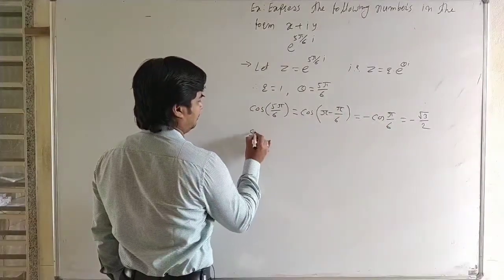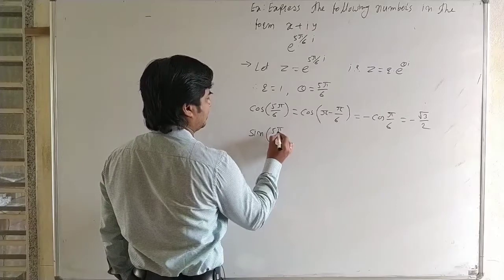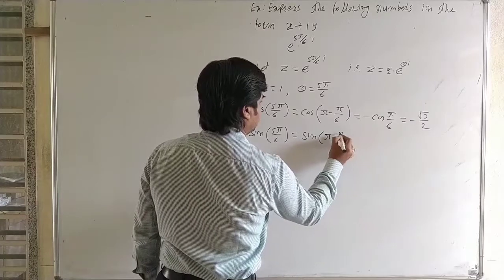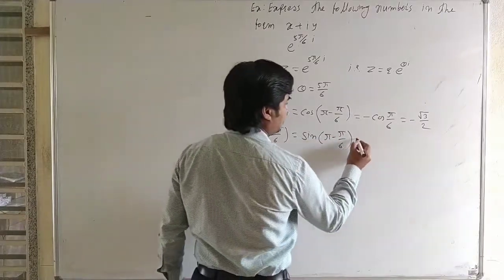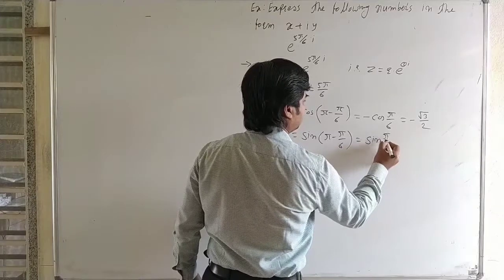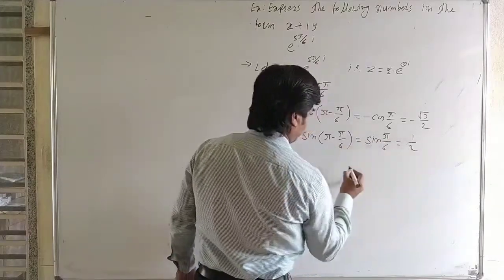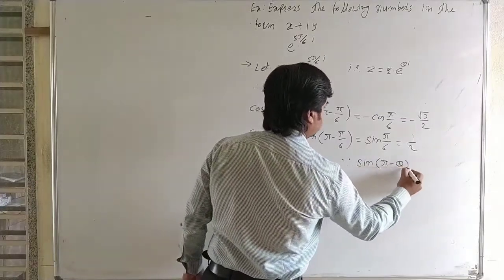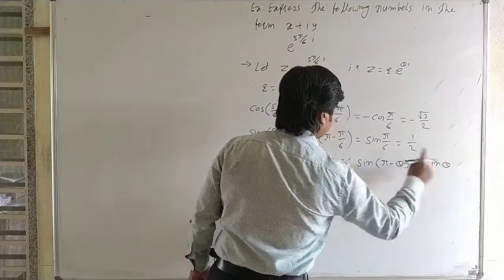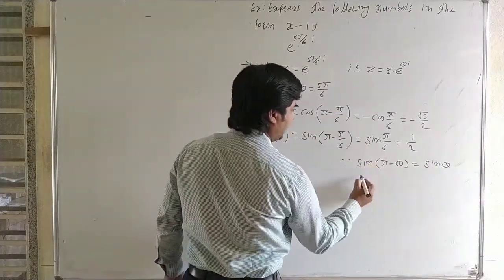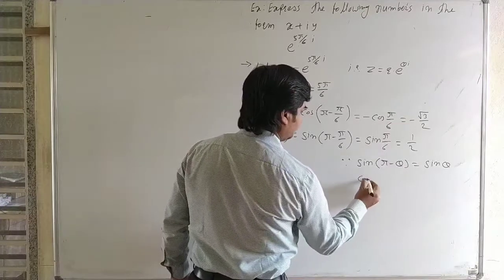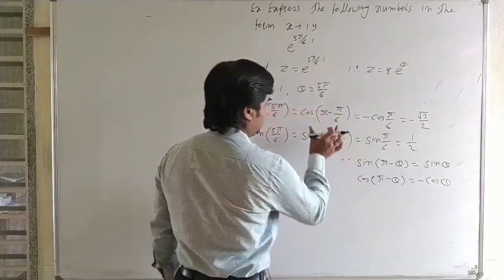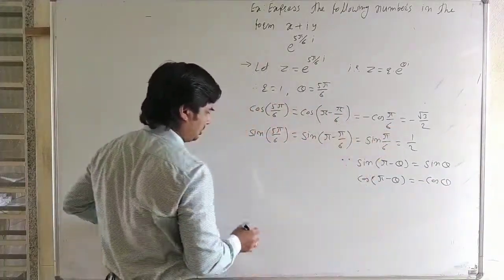Same as sine. Sine 5 pi by 6, it is sine pi minus pi by 6, and sine pi minus theta, the formula is sine theta, and then it is 1 by 2. Here we use two formulas. Sine pi minus theta is equal to sine theta, and cos pi minus theta is equal to minus cos theta.